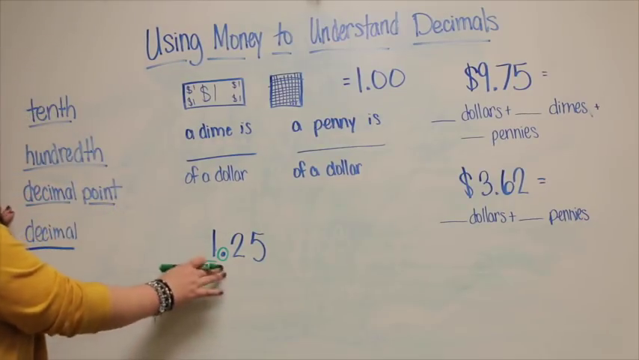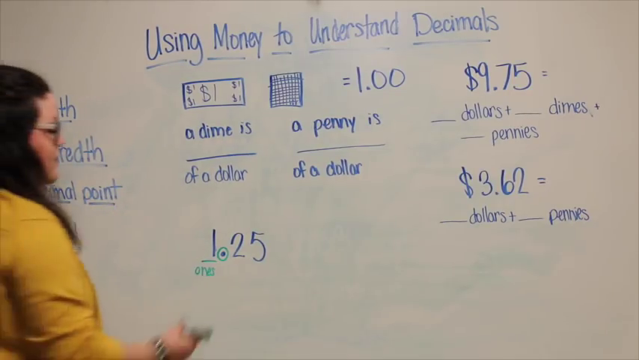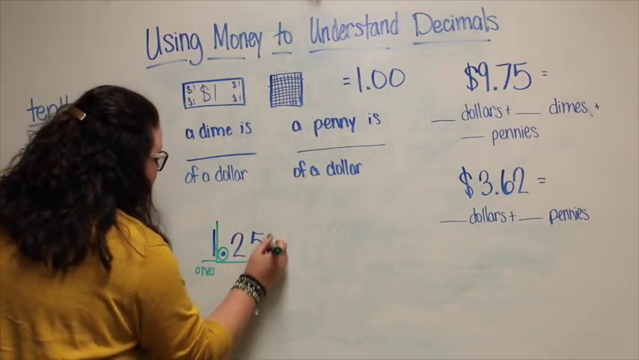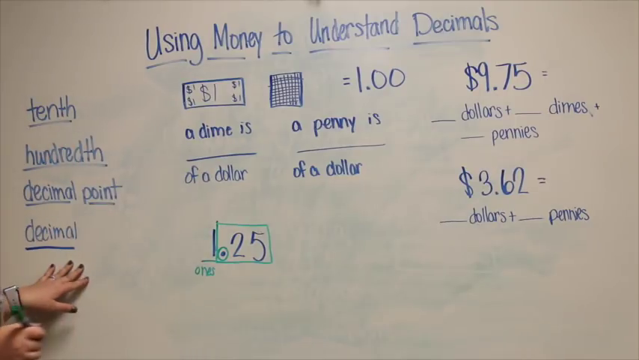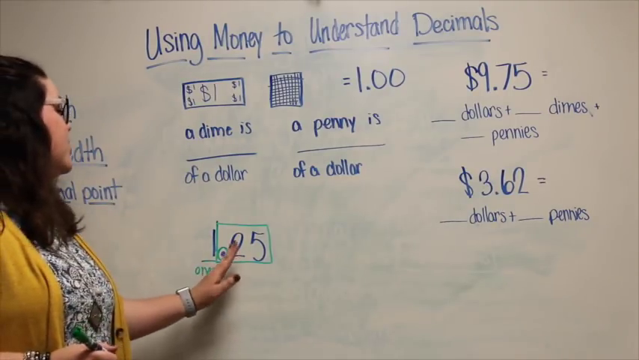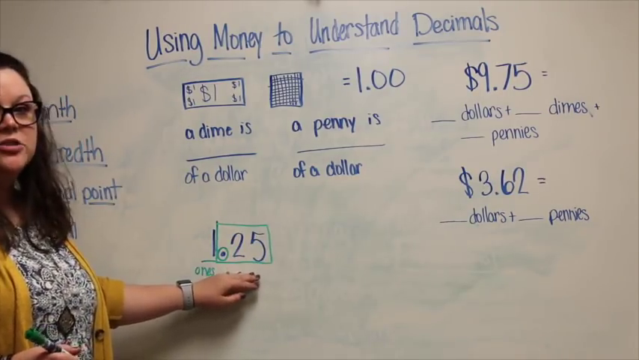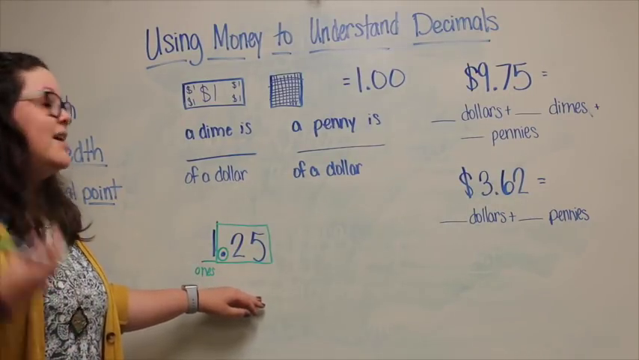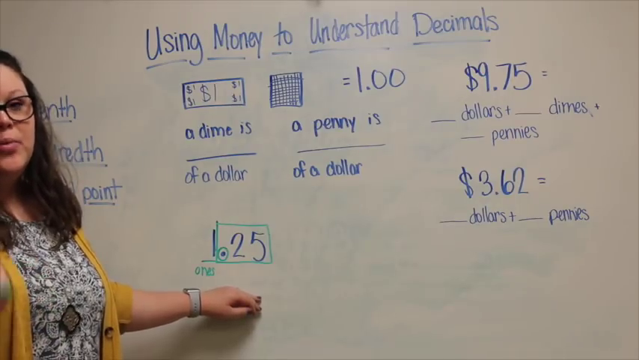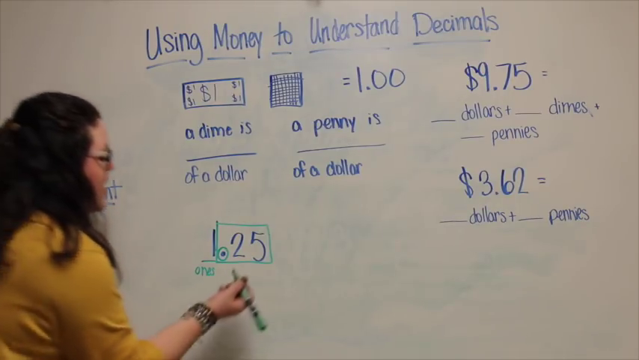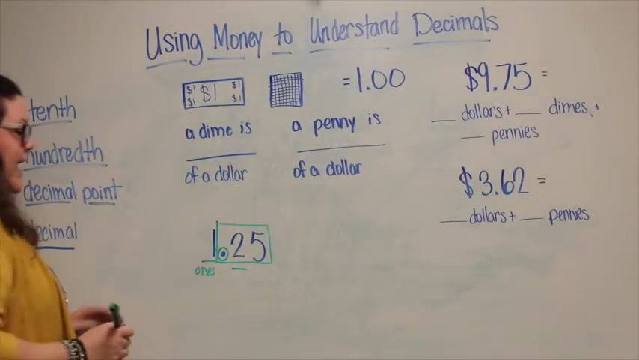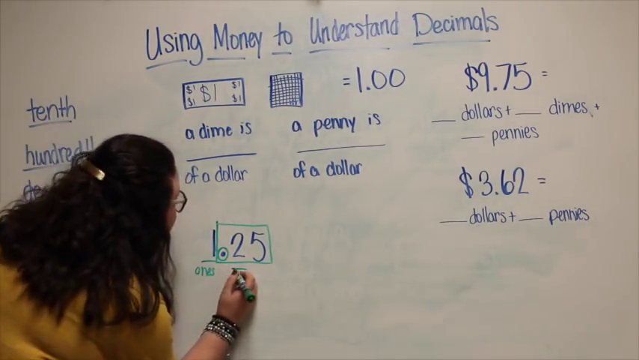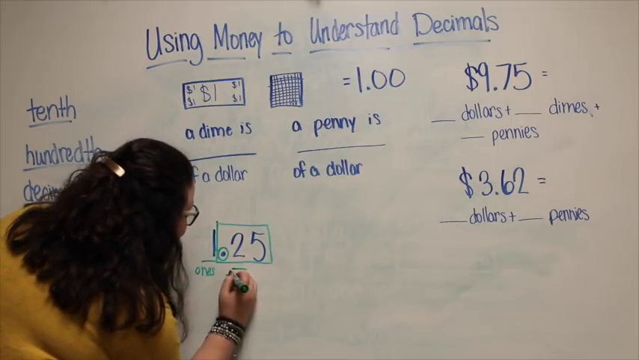So this is my decimal point, and the word decimal refers to the decimal and any digits that follow it. So 25 hundredths is my entire decimal. Now within that I have decimal place values. So my first decimal place value, to the right of the decimal, is the tenths.